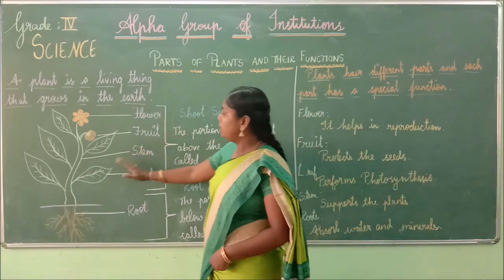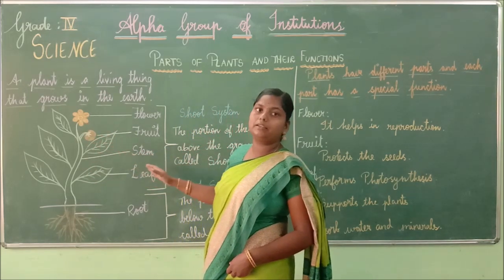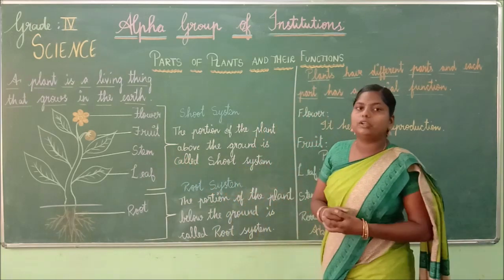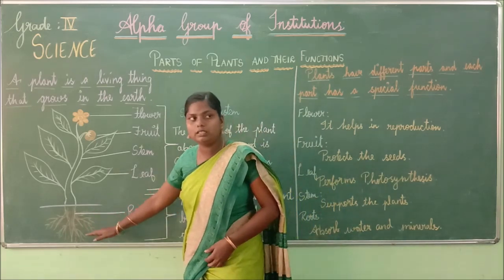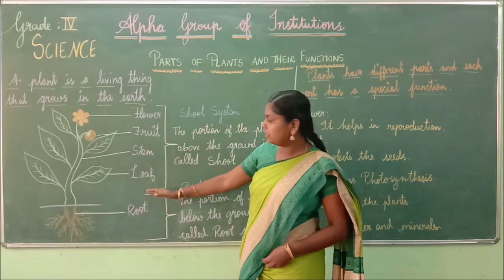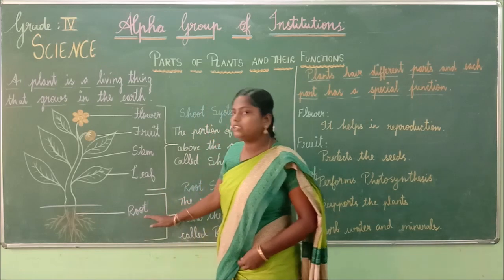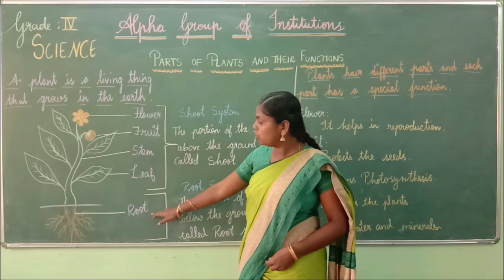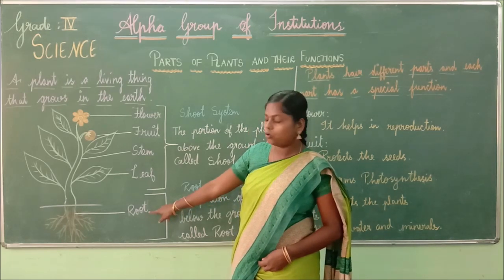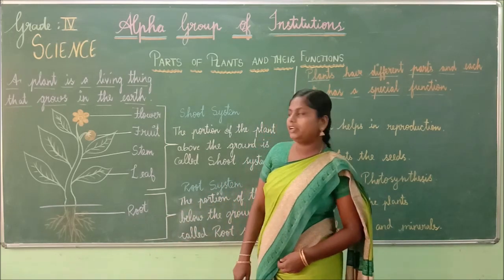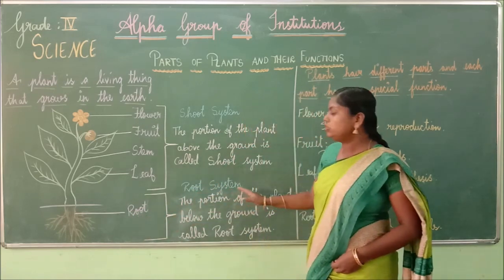Okay, now I can see the stem, the leaves, the flowers and the fruits, but I can't see a part in this plant. What is it? Yes, very good. It is root. It is root because it is under the ground. You can see the root which is here. Very good. Spell it out. R-O-O-T. Root. Spell it out again. R-O-O-T. Root. Very good. So, now this part which is under the ground is called root system.